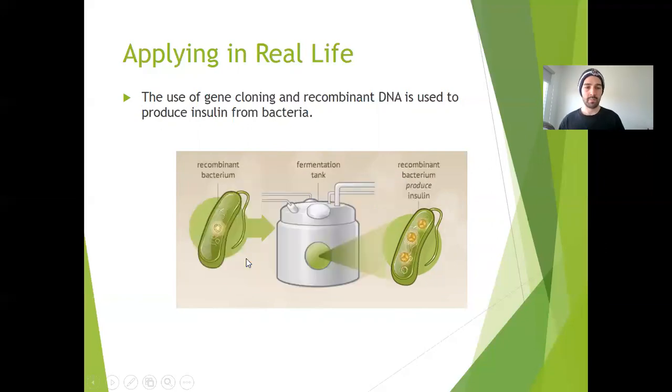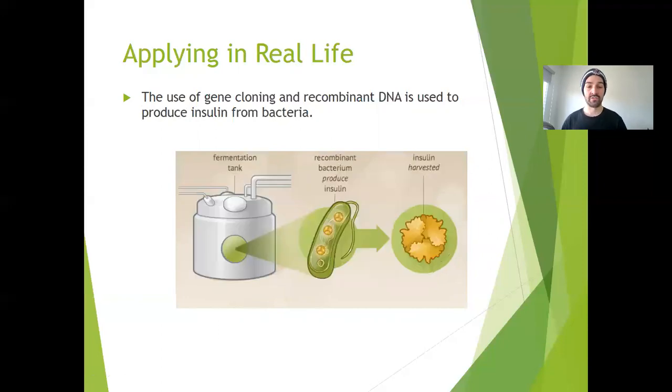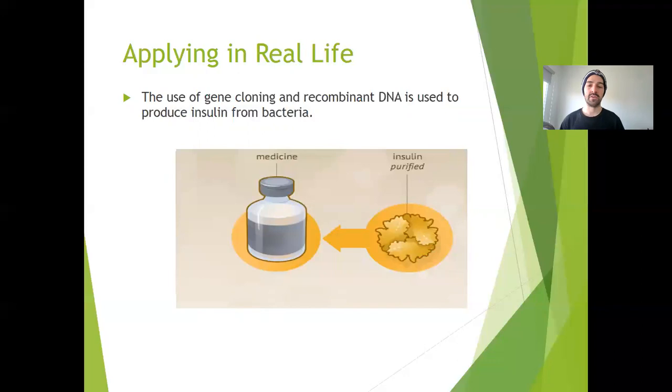Now from there, we let the bacteria grow. So we put them in a fermentation tank. They go through binary fission, and then we end up with bacteria that all contain the plasmids that we want. We then extract the insulin. Because these bacteria have got the gene for insulin production, they're now making insulin. We then harvest that. We then refine it and use it as a medicine.